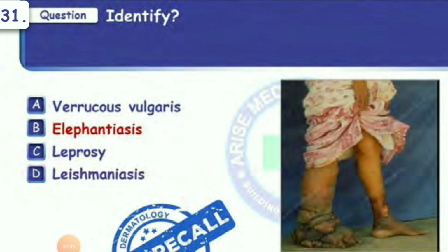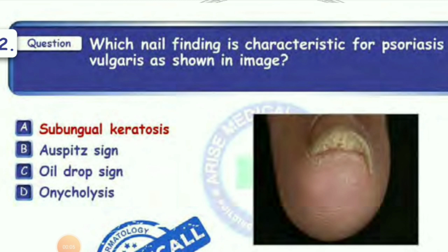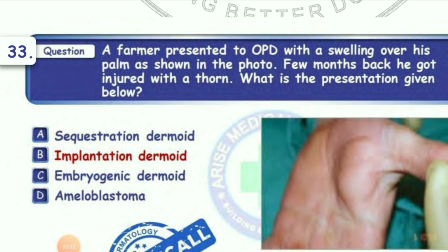Next question. Identify the image. Elephantiasis. Next question. Which nail finding is characteristic for psoriasis vulgaris as shown in the image? The answer is subungual keratosis. Next question. A farmer presented to OPD with a swelling over his palm as shown in the photo. A few months back he got injured with a thorn. What is the presentation given below? The answer is implantation dermoid.